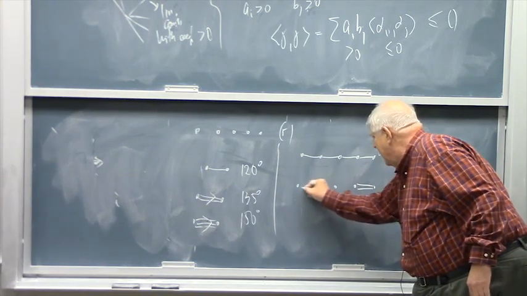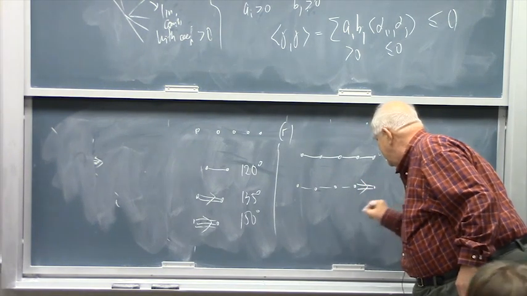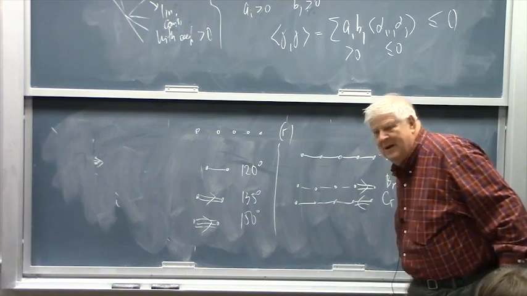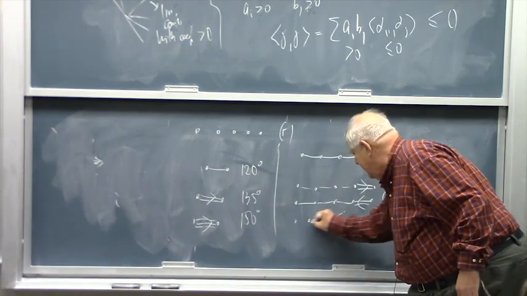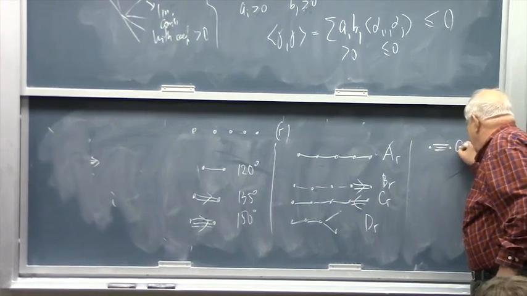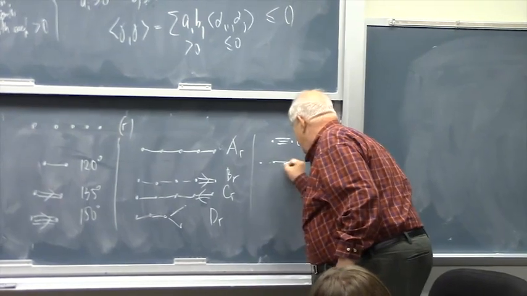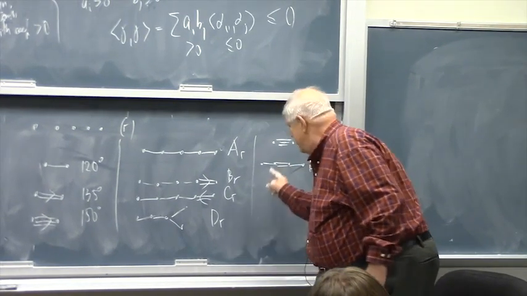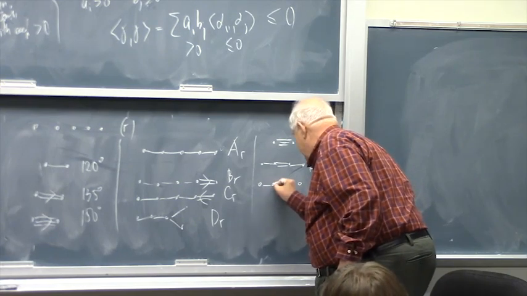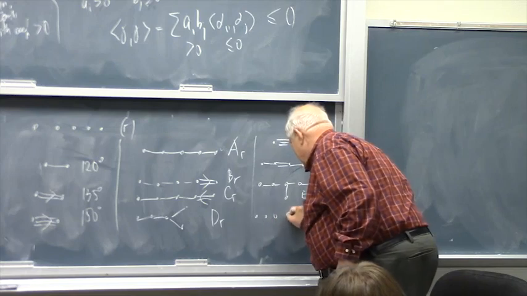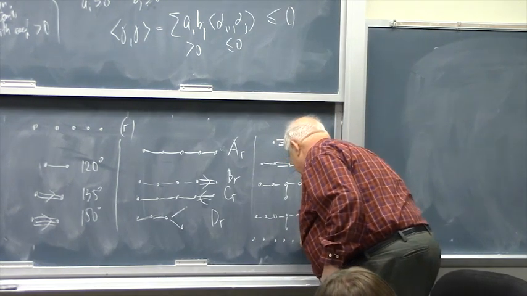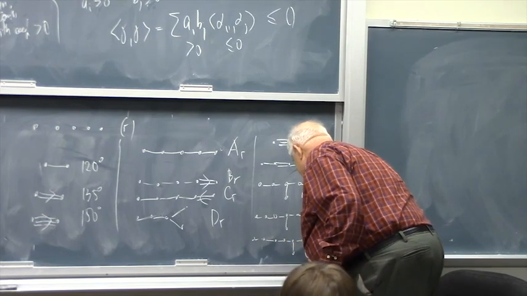I don't remember which is B, which is C. Maybe this is BR and the same is CR. This is DR. This is G2. This is F4. Because of symmetry, I do not need to indicate which is bigger. This is E6, E7, and this E8.